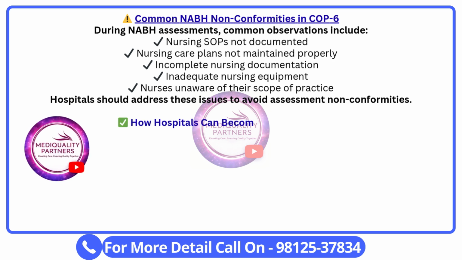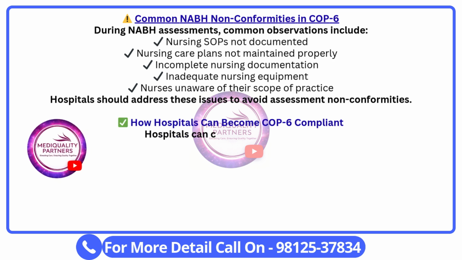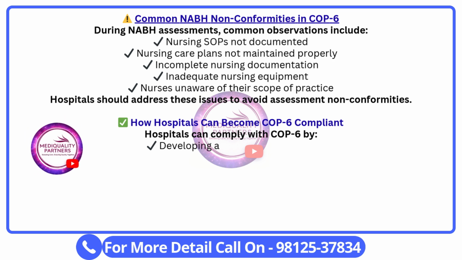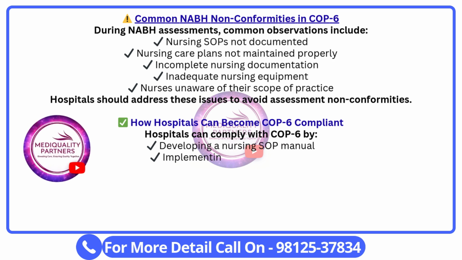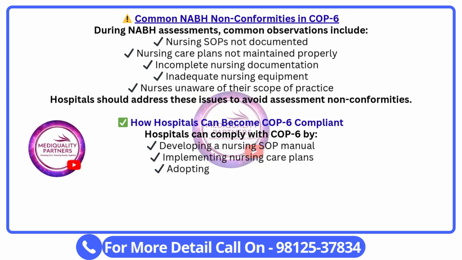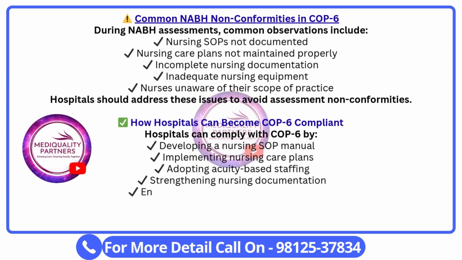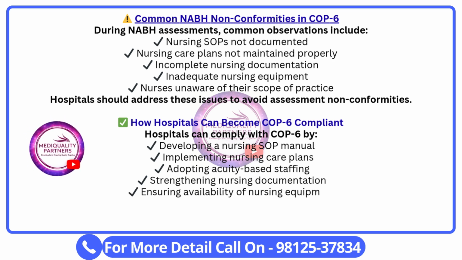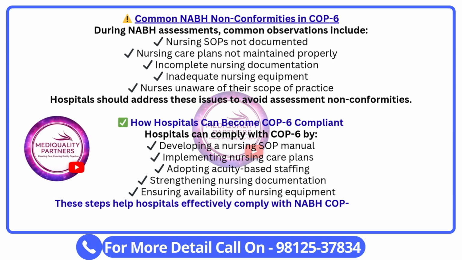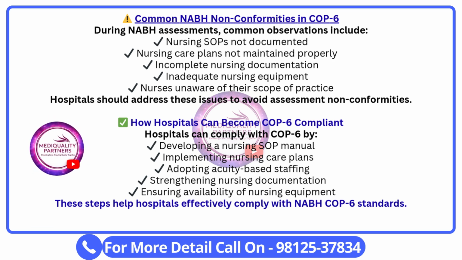How hospitals can become COP-6 compliant. Hospitals can comply with COP-6 by developing a nursing SOP manual, implementing nursing care plans, adopting acuity-based staffing, strengthening nursing documentation, ensuring availability of nursing equipment. These steps help hospitals effectively comply with NABH COP-6 standards.